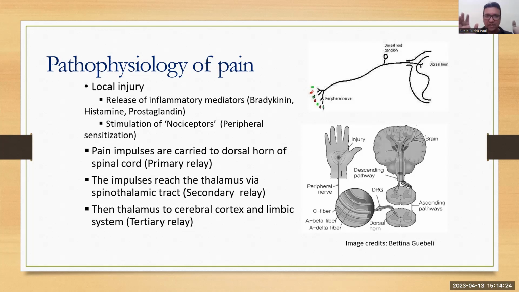Then the brain will decide what kind of motor activity the body needs to take. If a mosquito is biting, we immediately move our hand or leg, that part of the body, so that the mosquito cannot bite us again. So this pain will go to our central nervous system, and the central nervous system will decide what kind of motor activity the body should perform. Then accordingly, the body performs the action. So this is the simple pathophysiology of pain. Okay.